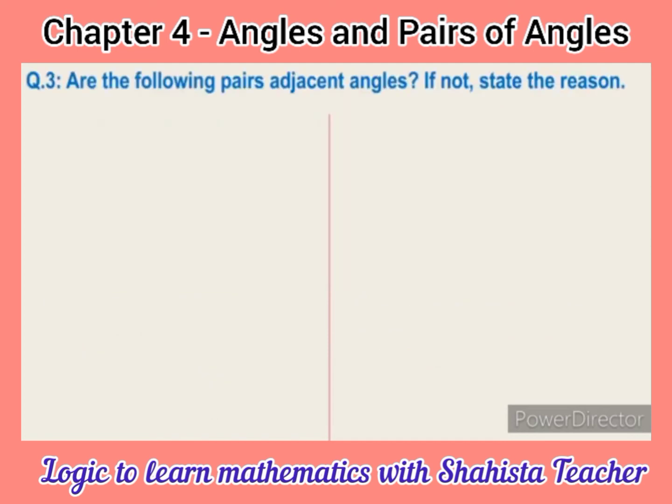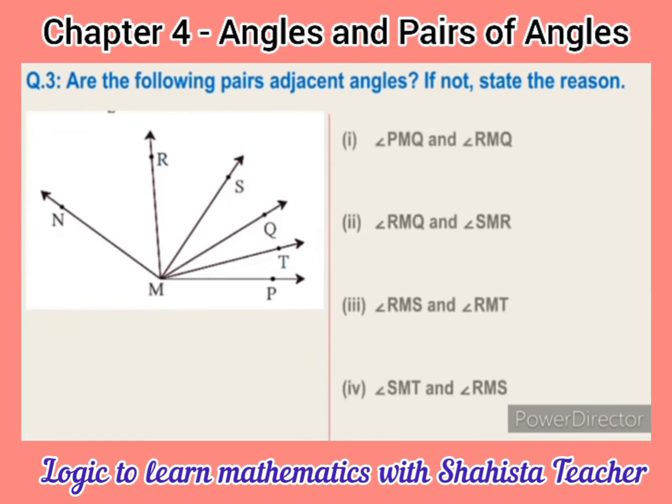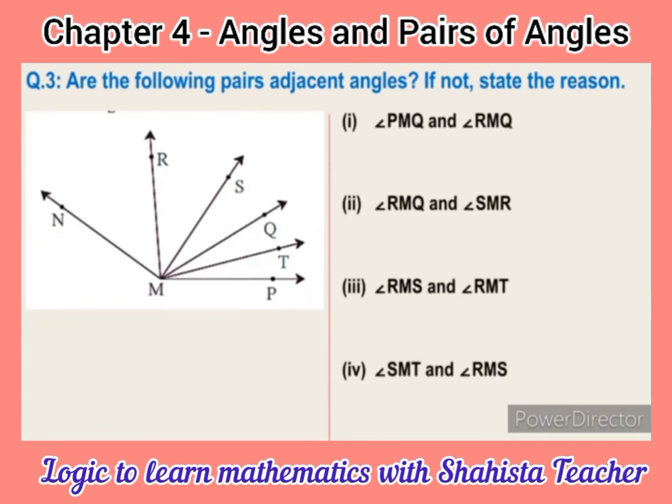Now question number 3. Are the following pairs adjacent angles? If not, state the reason. So here this figure is given in your textbook and we have to solve all these 4 sub questions one by one. Here we have to say whether the given angles are pairs of adjacent angles or not, that we have to show. So here first 2 angles are given. Let's read, angle PMQ and angle RMQ.